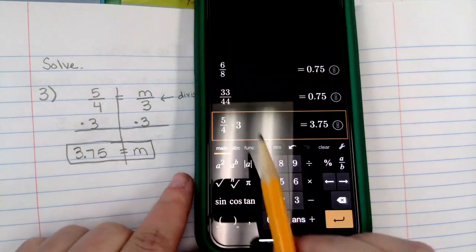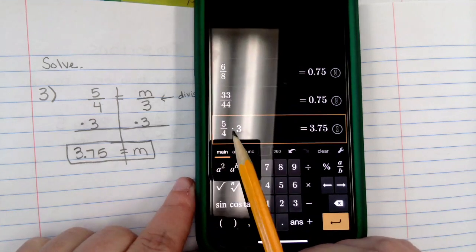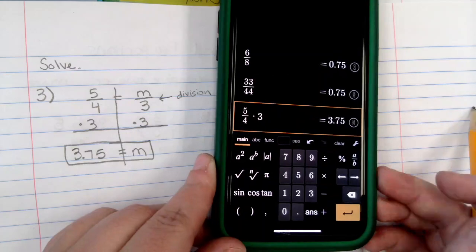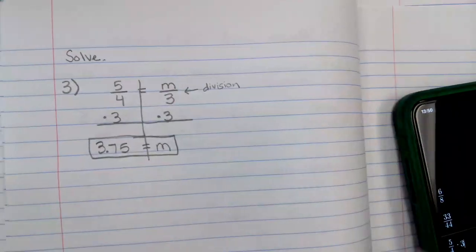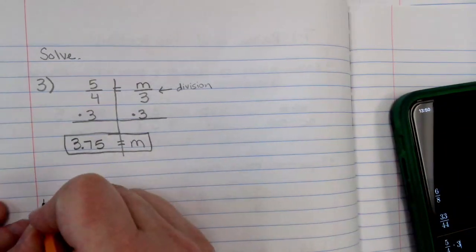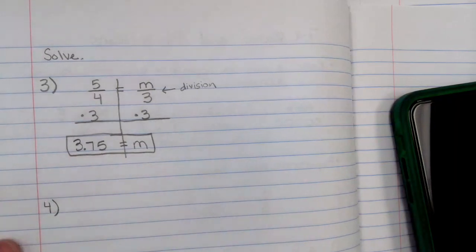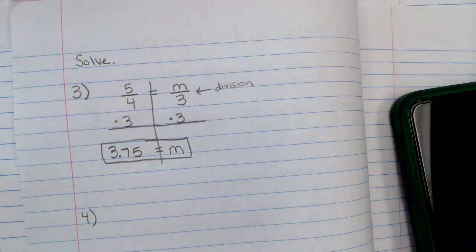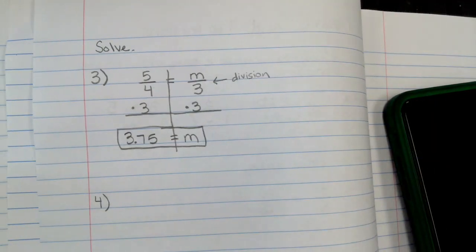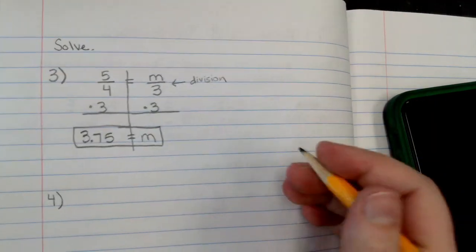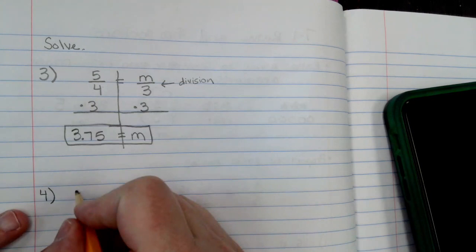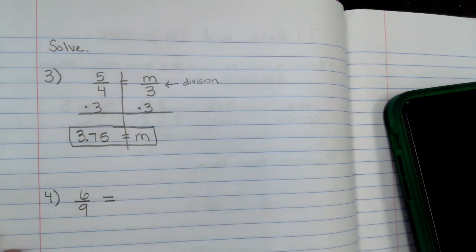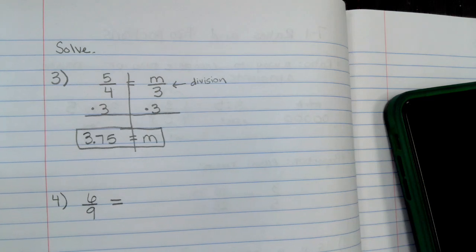All right, last problem of the day that we're going to do together, number 4. Okay, with number 4, we have 6 over 9 equals 7 over 3n minus 5.